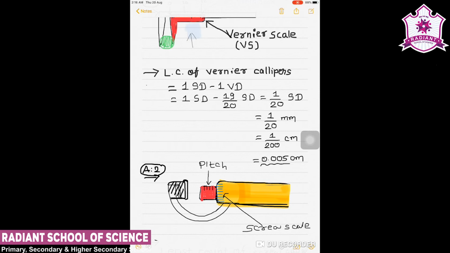Then we can say that 10 millimeter is equal to 1 centimeter. So if I want to convert this scale into centimeter, I have to multiply and divide by 10. Multiplied by 10, it will convert it into 1 centimeter, while divided, 220 divided by 10 will be 200. So this will be the conversion: 1 upon 200, that is 0.005 centimeter. So this is the least count of a vernier calipers.